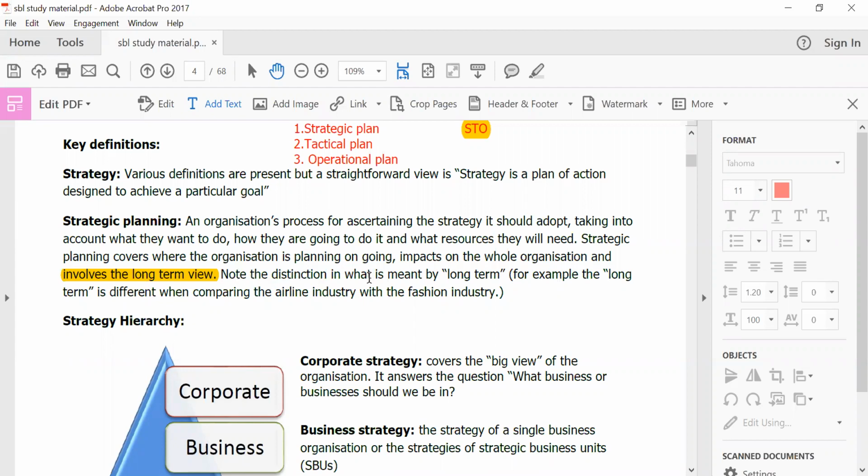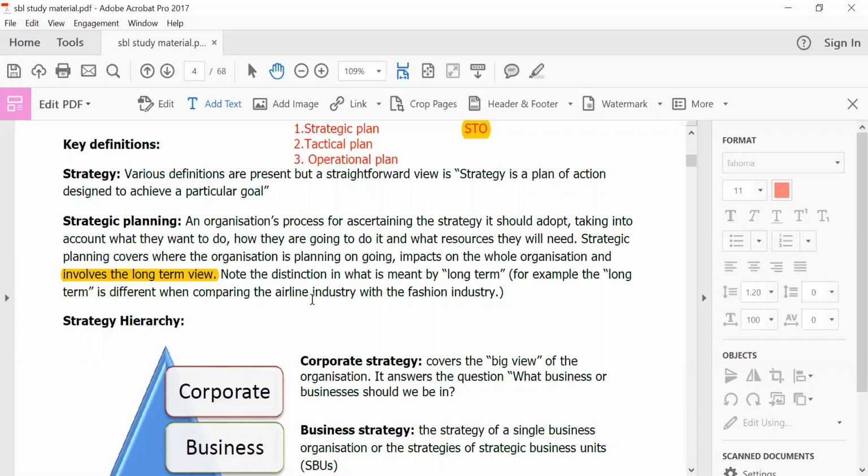Note the distinction in what is meant by long-term. For example, long-term is different when comparing the airline industry with the fashion industry. The long-term of the fashion industry may not be the same as that of the airline industry. So in coming out with a strategic plan, the long-term focus of companies does not tend to be the same. It varies. In the technological industry, long-term cannot exceed, let's say, 6 months. When you come out with something, it tends to change in a little while.